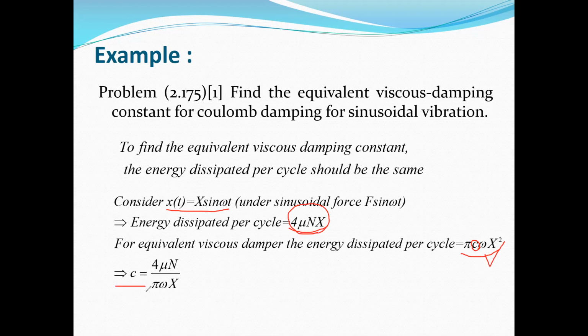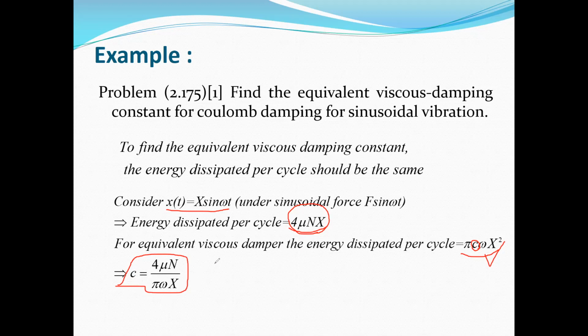And if you simplify this term, you can extract this expression for the equivalent coefficient for the damping constant. It's equal to 4 mu N divided by pi omega X. So if in a system with Coulomb damping with a friction mu, you want to find an equivalent system with viscous damping, you can use a damper with this coefficient.